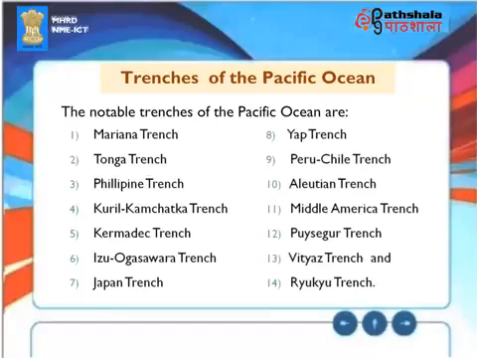Trenches of the Pacific Ocean. The notable trenches of the Pacific Ocean are Mariana Trench, Tonga Trench, Philippine Trench, Kuril-Kamchatka Trench, Kermadec Trench, Izu-Ogasawara Trench, Japan Trench, Yap Trench, Peru-Chile Trench, Aleutian Trench, Middle America Trench, Puysegur Trench, Whittier Trench, and Ryukyu Trench.